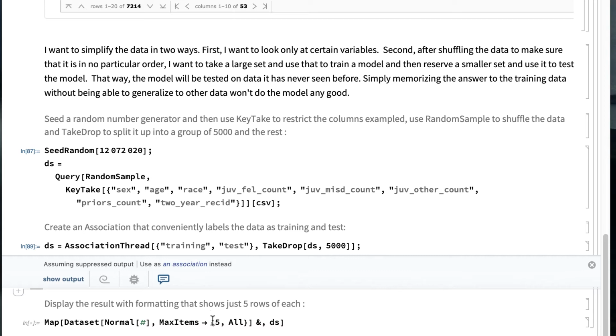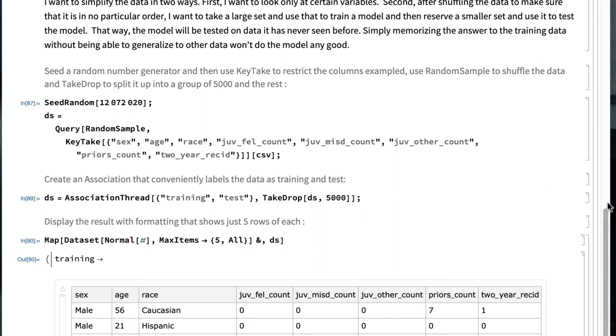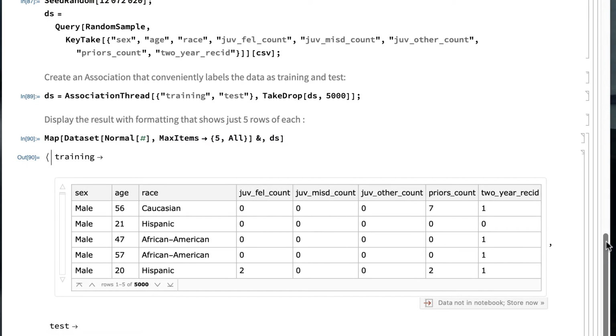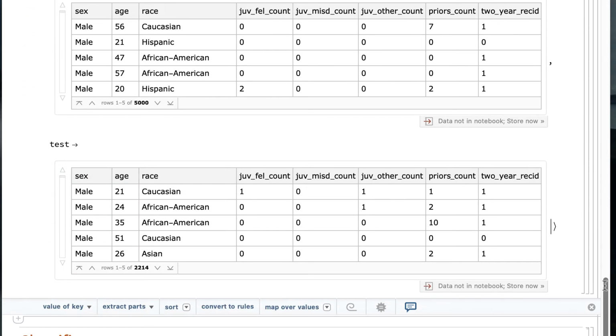And now I'm going to show you the data sets, just the first 5 rows of each. So here's our training data. We've got a 56-year-old male, Caucasian, no juvenile felonies, no juvenile misdemeanors, no juvenile other counts, but 7 priors, and 1 means they did in fact recidivate. Here's a 21-year-old male Hispanic, nothing, nothing, nothing, nothing, nothing, and they did not recidivate. That's our data that we're going to train our learning algorithms on, and then we're going to see how it performs on the test data. So here's our 21-year-old male Caucasian who had a felony count, another count, a priors count, and he did end up recidivating.